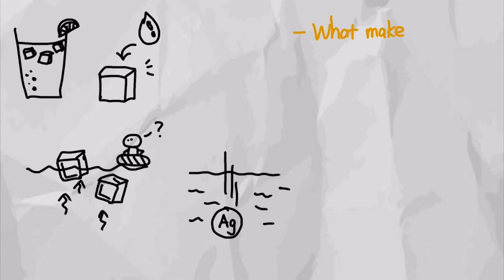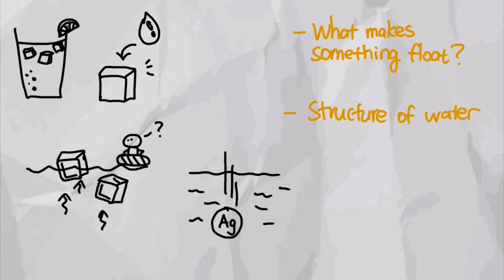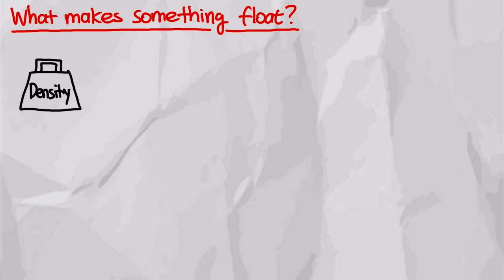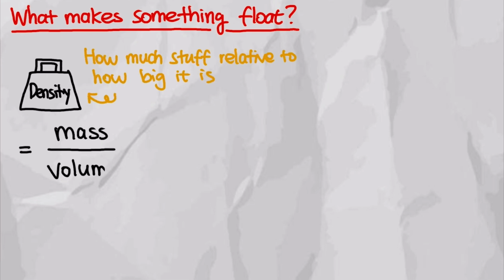So in this video, we'll go over what makes something float, the structure of water and ice, and why ice floating is such a big deal. So how does something float? Density measures how much stuff is in an object relative to how big it is, or the mass of an object divided by its volume.